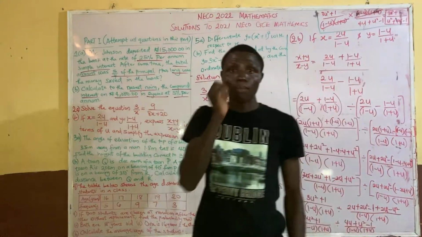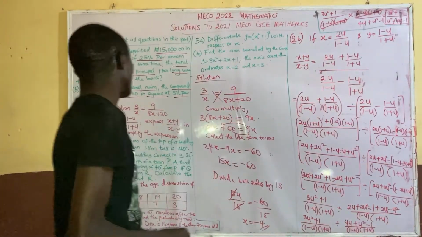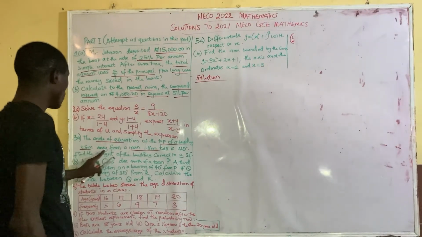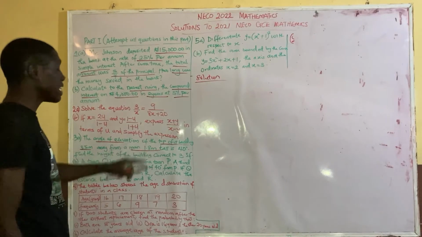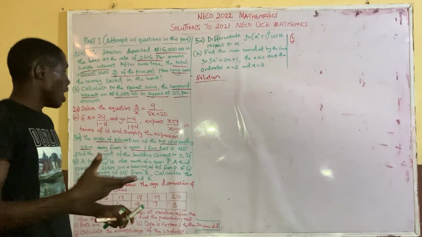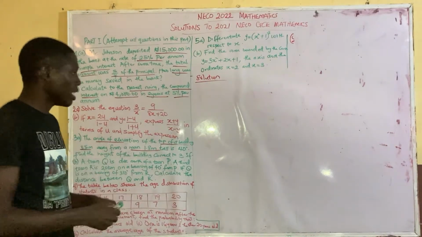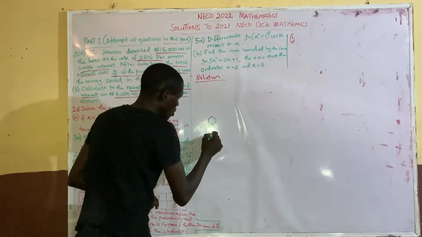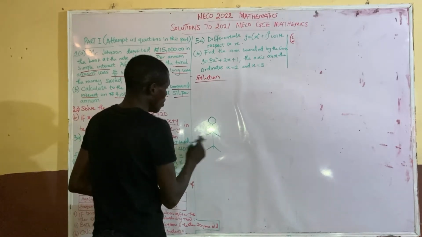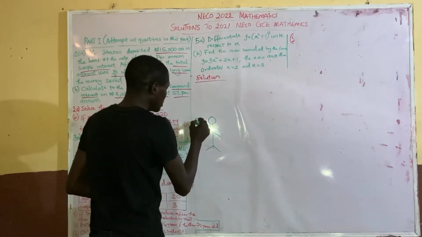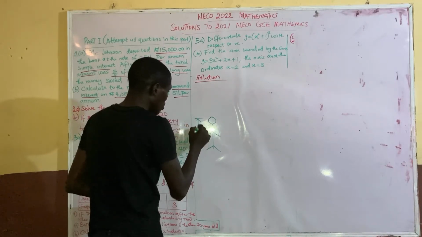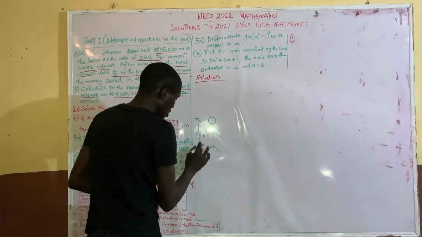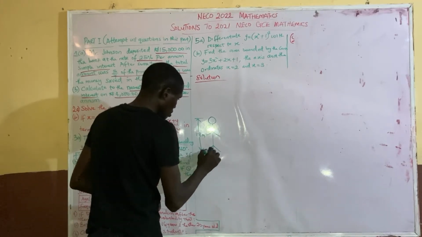So that's that about that question. So let's move to the next question. It says the angle of elevation of the top of a building 35 meters away from a man 1.8 meter tall is 40 degrees. Now look at this. There's a man that is 1.8 meter tall. The height of the man is 1.8 meter tall.